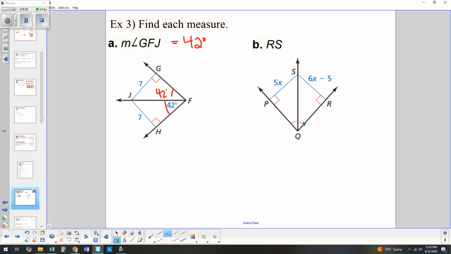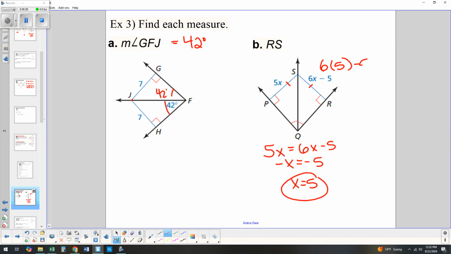Here I could see that the angle was bisected, so since these two segments are perpendicular, they are congruent to each other. So we could say 5x equals 6x minus 5, negative x equals negative 5, and x is 5. So then RS, 30 minus 5, is 25.